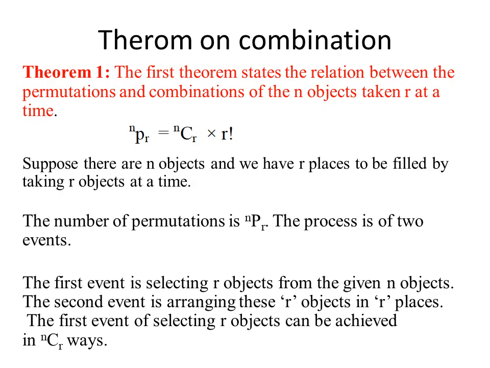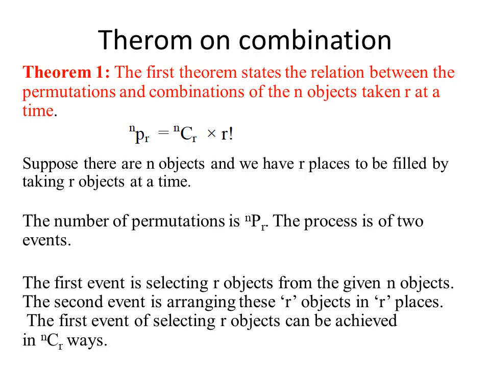Here we move to the theorems, that is theorem 1. The first theorem states the relation between permutations and combinations of n objects taken r at a time: nPr is equal to nCr into r factorial. For the proof, suppose there are n objects and we have r places to be filled by taking r objects at a time. Therefore, the number of permutations is nPr.